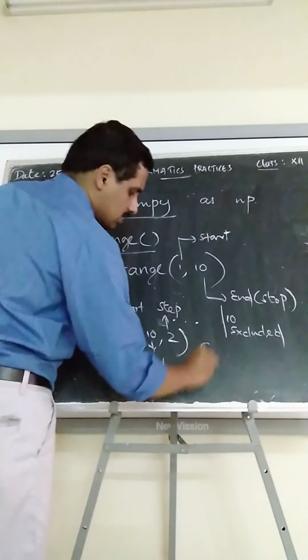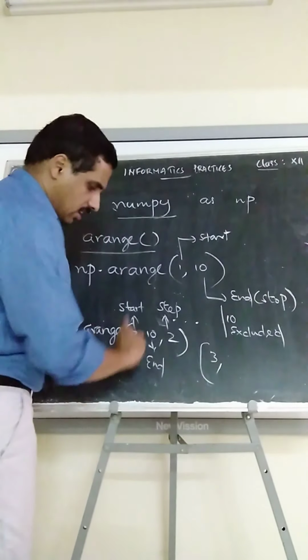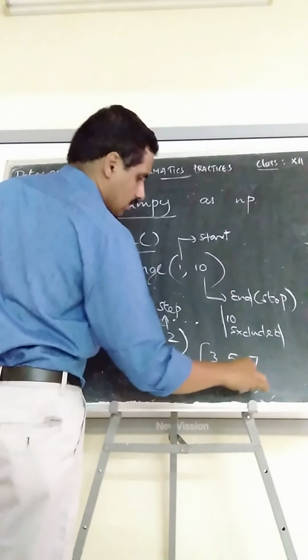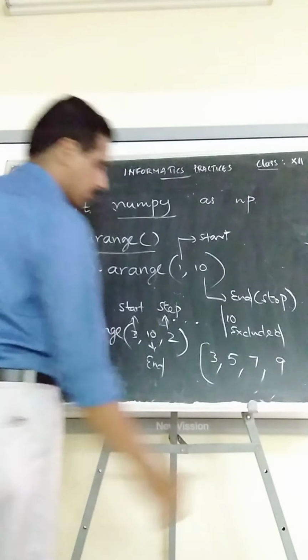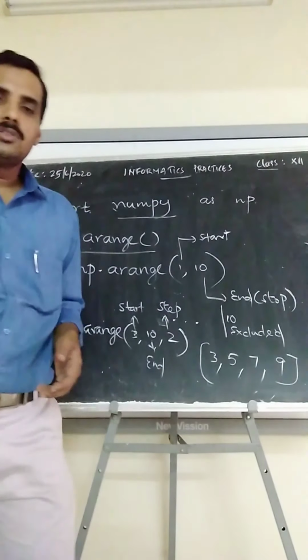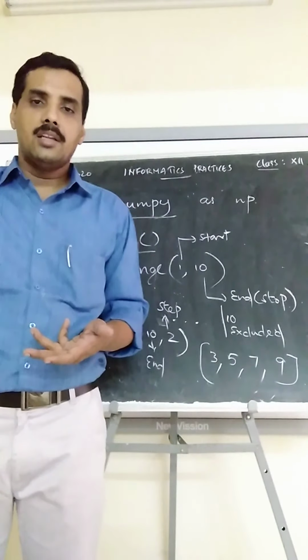That means the possible values are 3, then step plus 2 it becomes 5, plus 2 is 7, 7 plus 2 is 9. 9 plus 2 is 11, which goes beyond the range. So this is the function called arange.